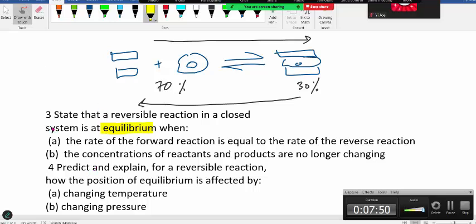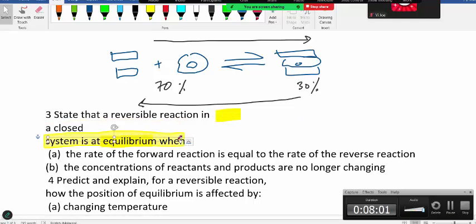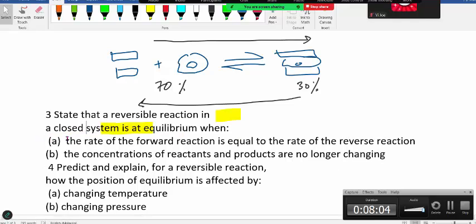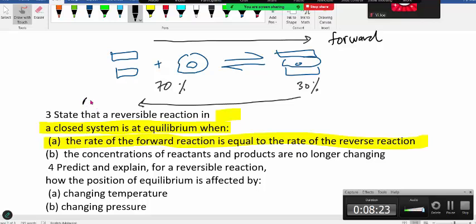So a system, a closed system. Okay, I want you to write this down. A closed system is at equilibrium when the rate of the forward reaction is equal to the rate of the reverse reaction. Going forward, making the sandwich, is called the forward reaction. Unmaking the sandwich is called the reverse reaction. So the rates of the forward and the reverse reaction are equal.